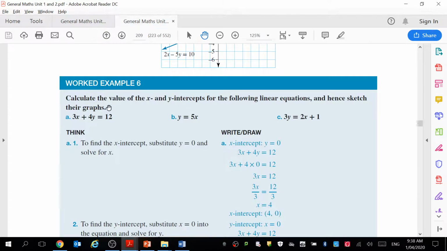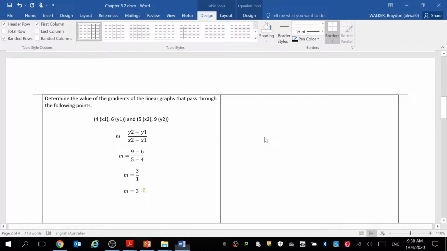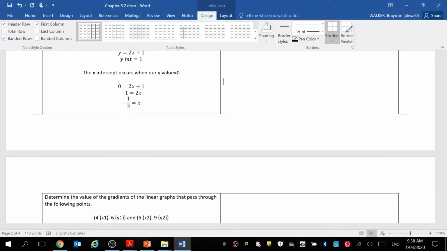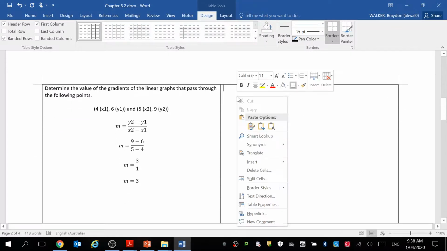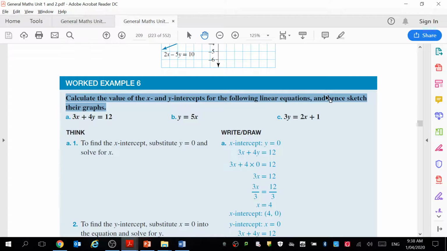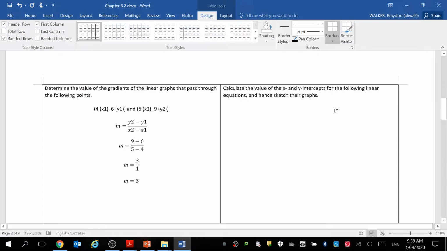Finally, calculate the value. This one I will copy into the document. This is a very important one because it always trips the students up. Here we go. So the question is asking us, calculate the value of the x and y intercepts for the following linear equations and hence sketch their graphs. I'm not going to do all of these. I actually think the hardest one here is the first one, so I'm going to go through and do that now.